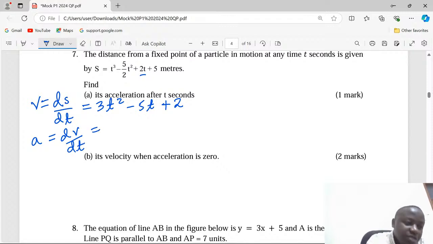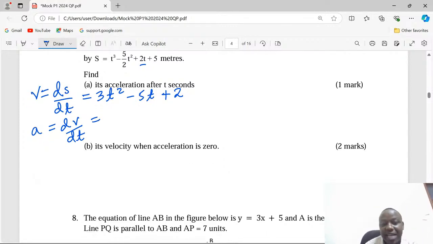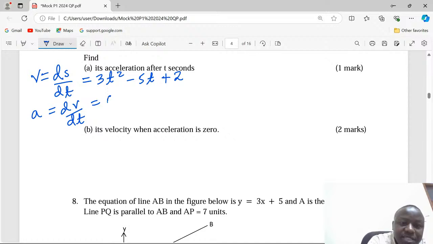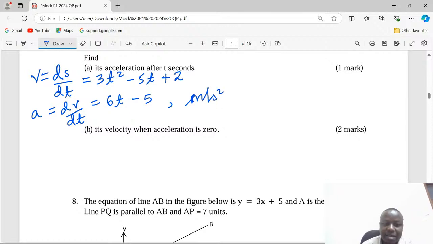So we differentiate again, and this is going to be 6t minus 5. Acceleration is in meters per second squared. So that is the acceleration.